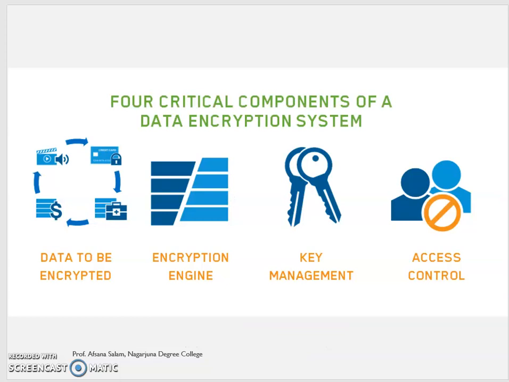There are 4 critical components of a data encryption system. Data to be encrypted means first we need to give a password and lock it. Once it is locked, because it is information in soft copy, we need to have a separate space, and then manage the key.